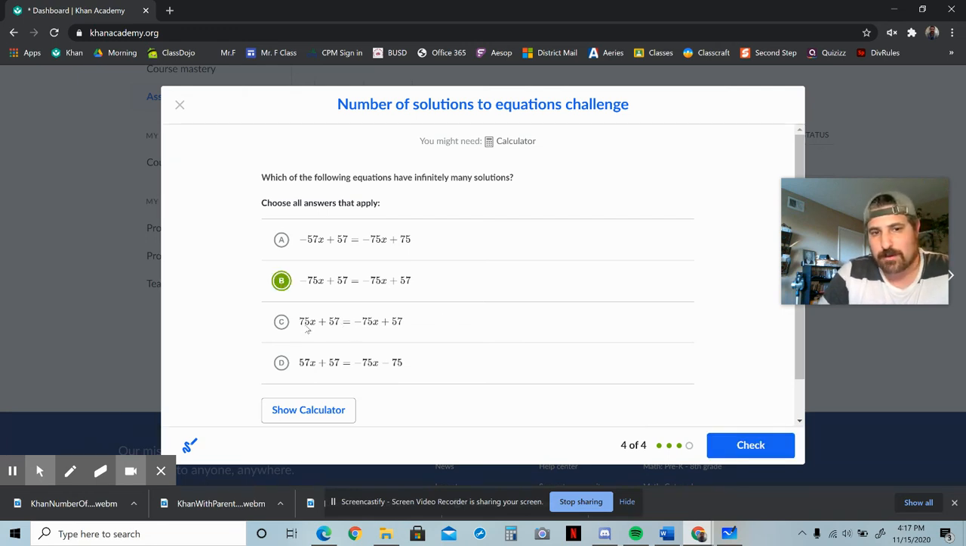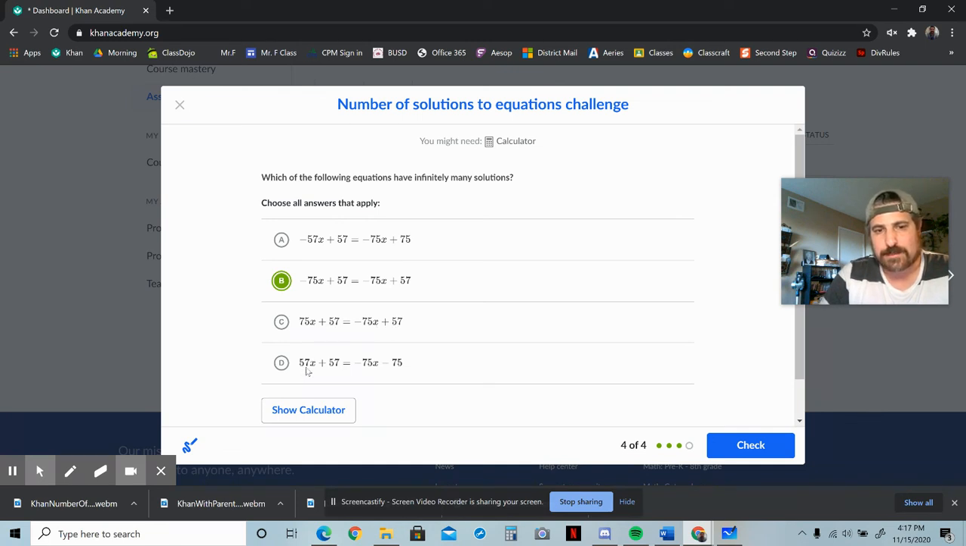This one, you're looking at it, you got 75x and negative 75x. They're trying to trick you on this one. It looks like they might cancel each other out, but they don't. Because if you try to undo the minus 75x, what are you going to do? You're going to add positive 75x to both sides, which means this is going to be 150x on the left-hand side, which means there's still a number of x's, which means they're not going away, right? Which means we can find the value of that x to figure out what this is going to be a solution of. What's the one solution that's going to work? So this is not infinite solutions. This will be one solution.